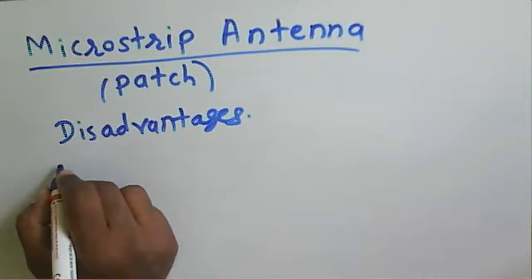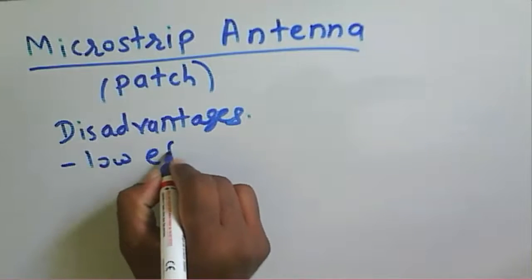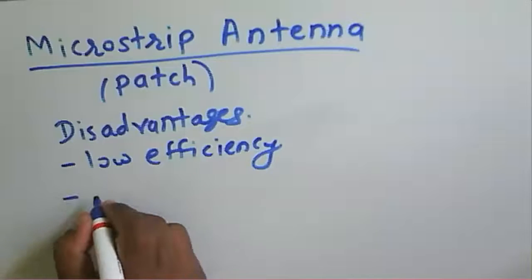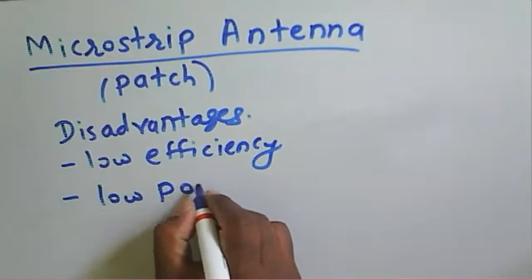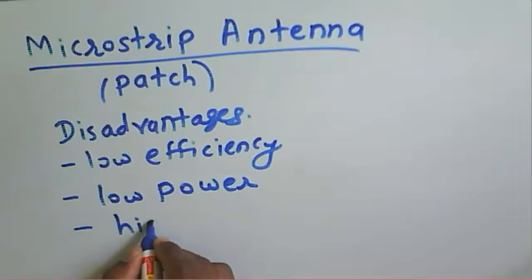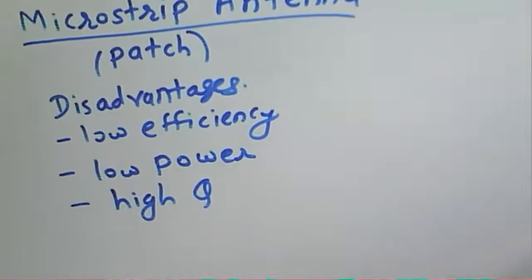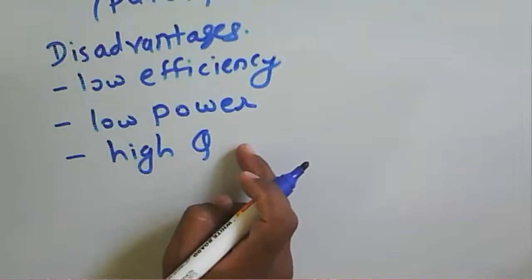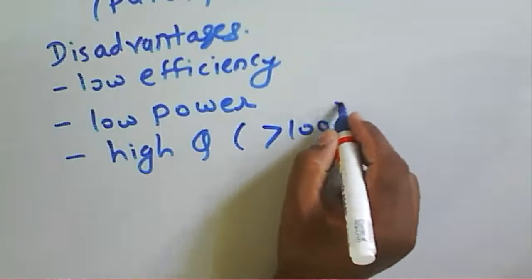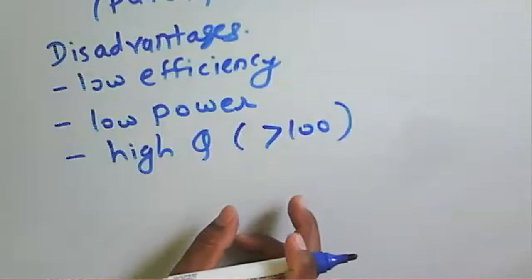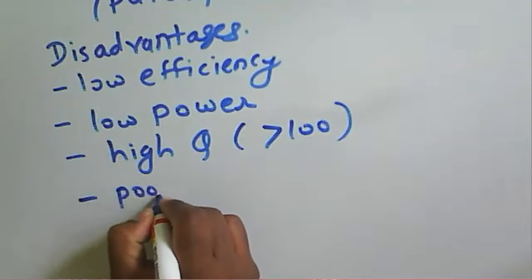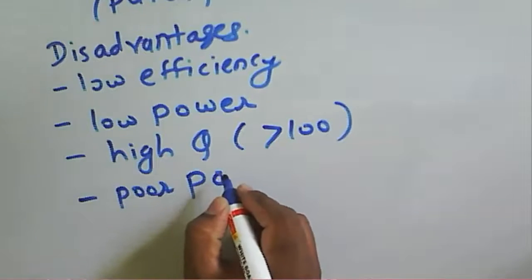Disadvantages are nothing but what? It has a low efficiency, low power. Then we can say that it has a high Q. High Q means what? It will be above 100, greater than 100, in excess of 100, so that the value of Q here is a number. Then we can say there is poor polarization purity.